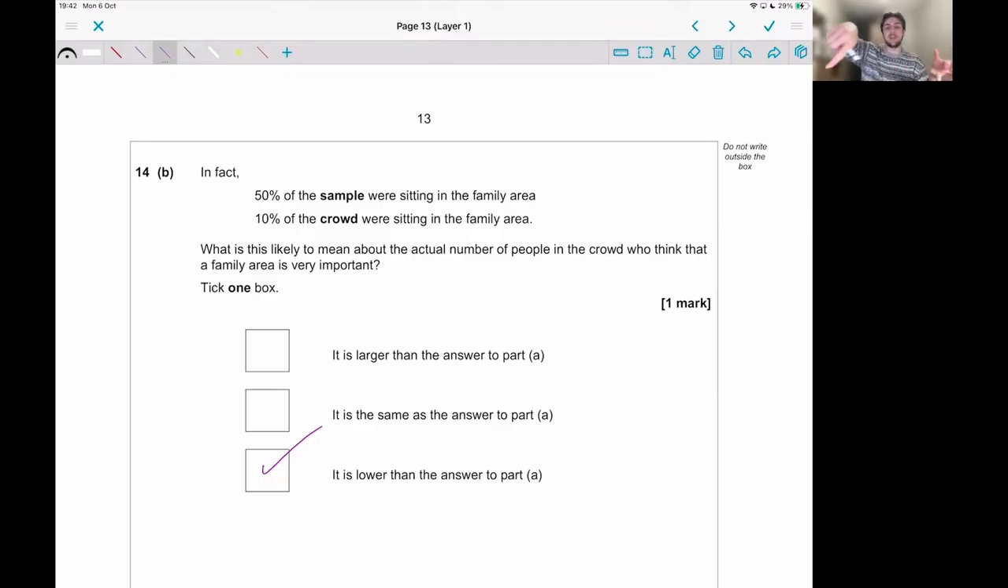We would try to normally ask a representative sample, but we didn't skew it correctly. We got too many people from the family area and not enough people from outside of it. Because 50% doesn't match with 10%. It's too many. So that's why it's this way.